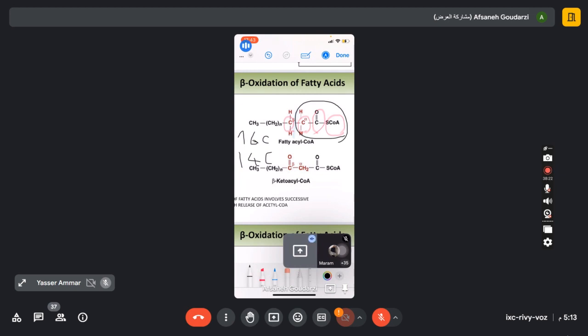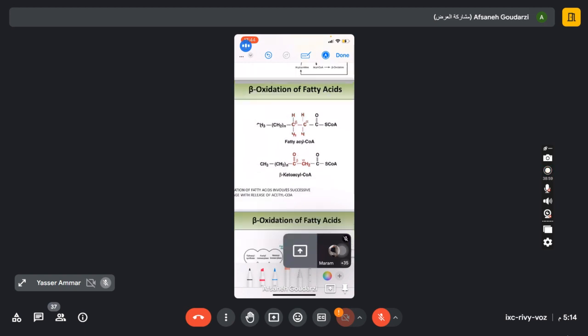So if we continue with the second round of beta oxidation, then we will have 12 carbon. The remaining part of the fatty acid is 12 carbon. We continue, and we will have 10 carbon, because in each round we are removing one acetyl-CoA from our fatty acid. Okay, so this is what I needed to explain to you about beta oxidation, in order to understand why this kind of oxidation is known as beta oxidation.